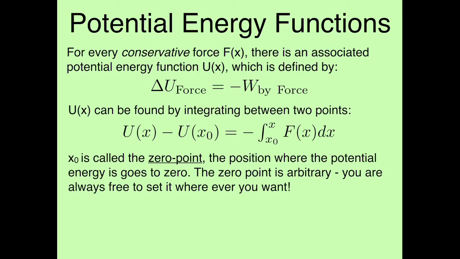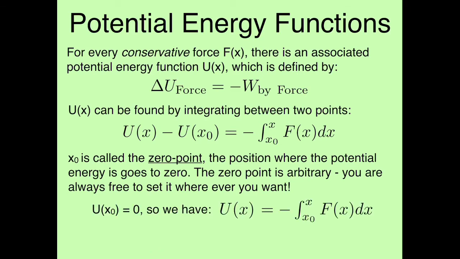So that position x naught is what we call our 0 point. It's defined as the position where the potential energy goes to 0. So the thing about 0 points is it doesn't matter what you choose for your 0 point. You're always free to choose the value of x naught where the potential energy goes to 0. You can set it wherever you want. So by definition, the potential energy at the 0 point, at the point x naught, is equal to 0. And so this term, potential energy at x naught, is going to go to 0.